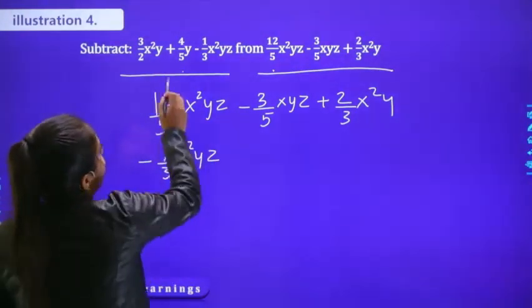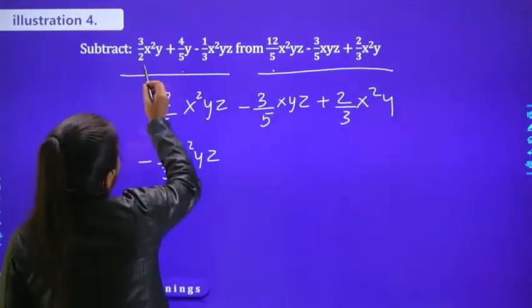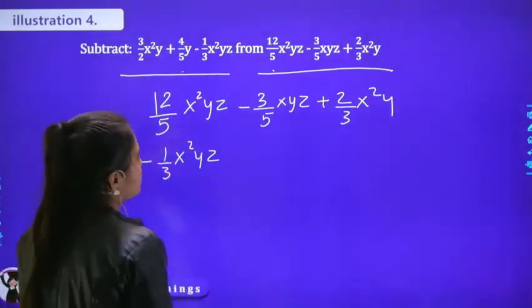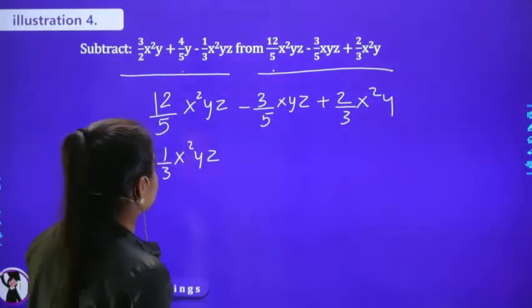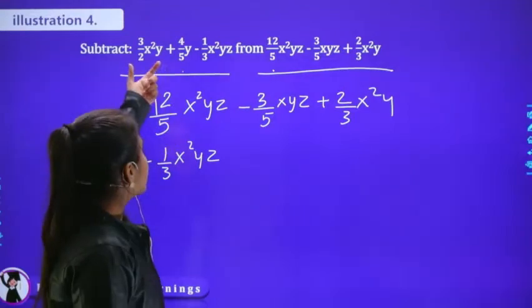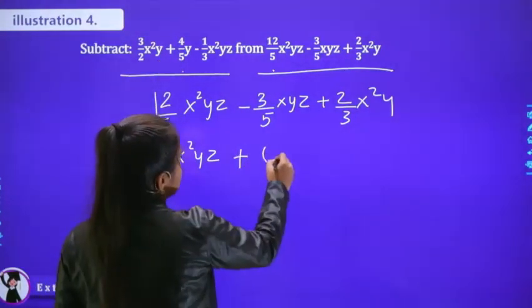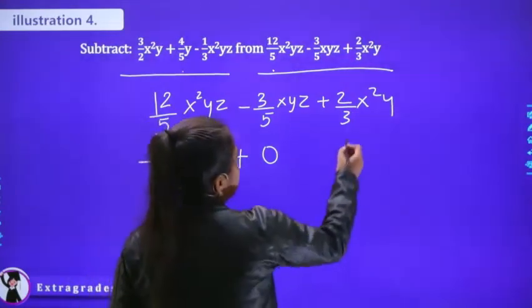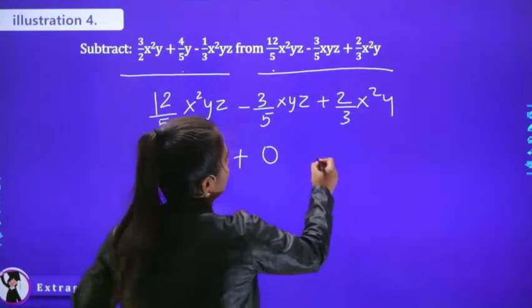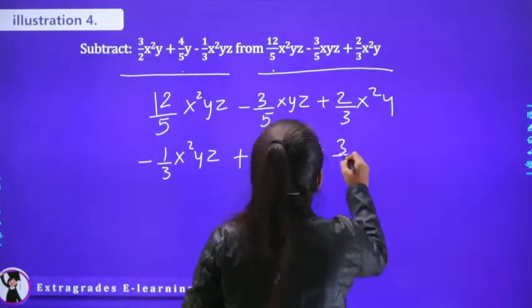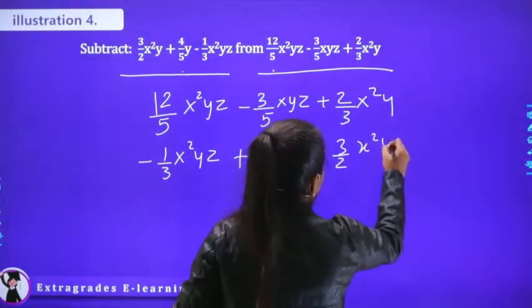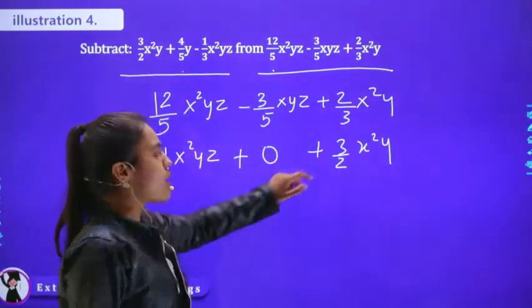Then for x y z I have no term of xyz. I have only term x square y and y square. So I'll keep it as 0 plus 0 plus 0. Then x square y we have 3 upon 2. So plus 3 upon 2 x square y.